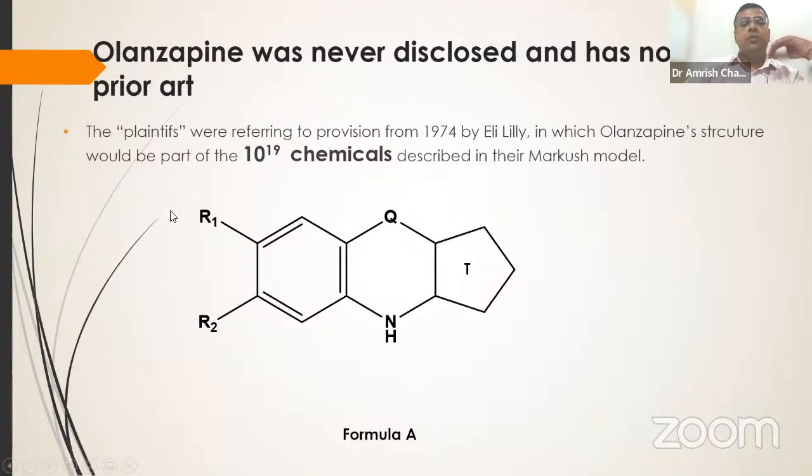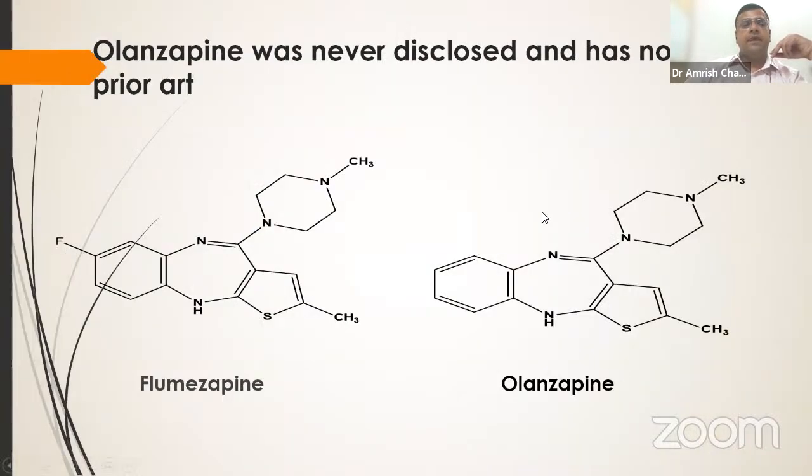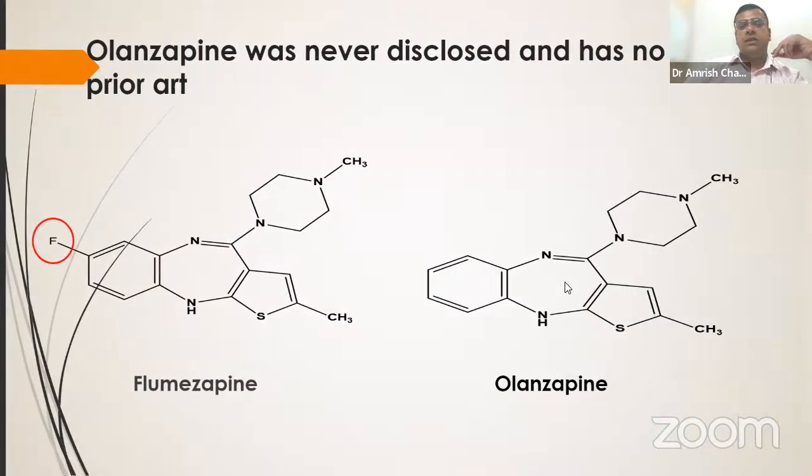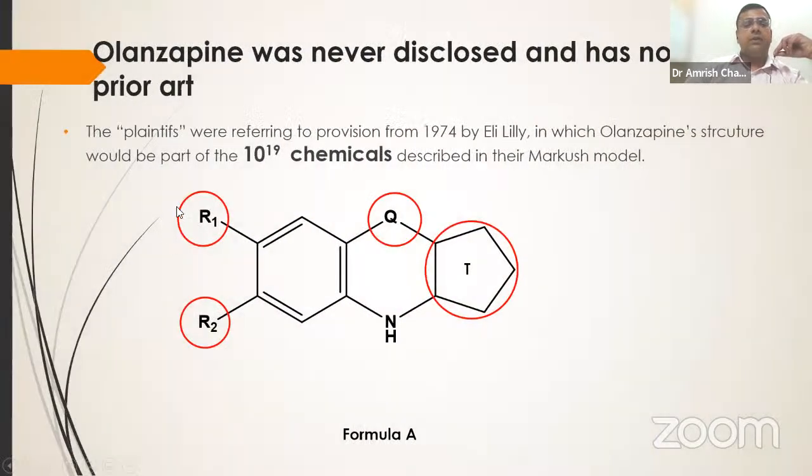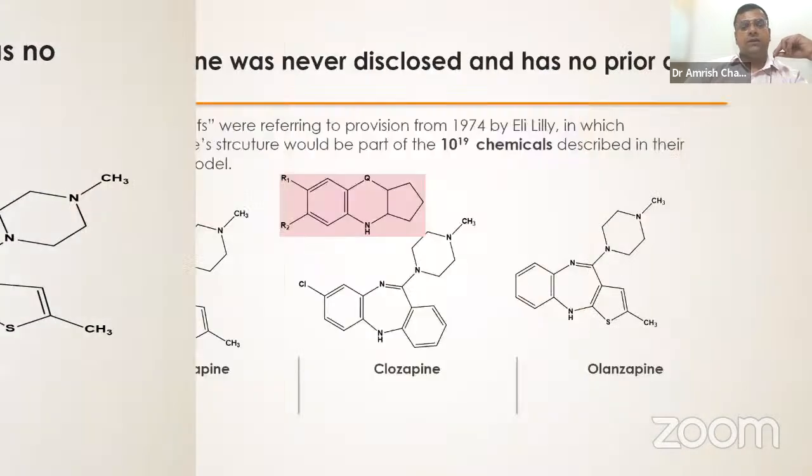Now it is impossible for anyone to make so many molecules and do all the research and find out which molecule is active or inactive. So olanzapine was never disclosed and had no prior art. This is the structure of olanzapine, and you can see the difference. Here you have this fluorine, and here there is no fluorine. In this example, R1 was reported as chlorine, fluorine, bromine, and so on, but it was not reported that R1 could be null. That was not reported anywhere in the literature.